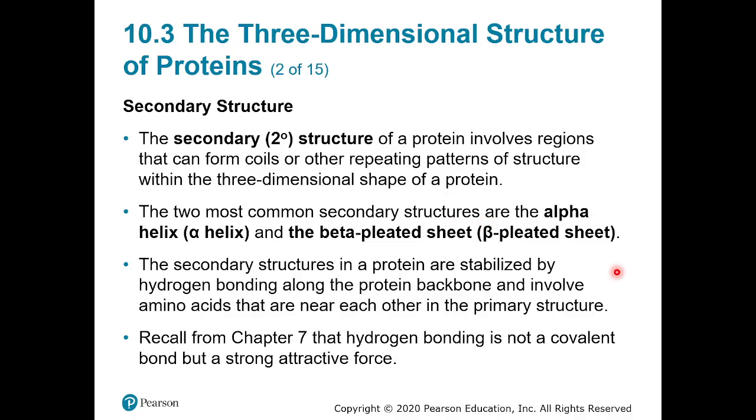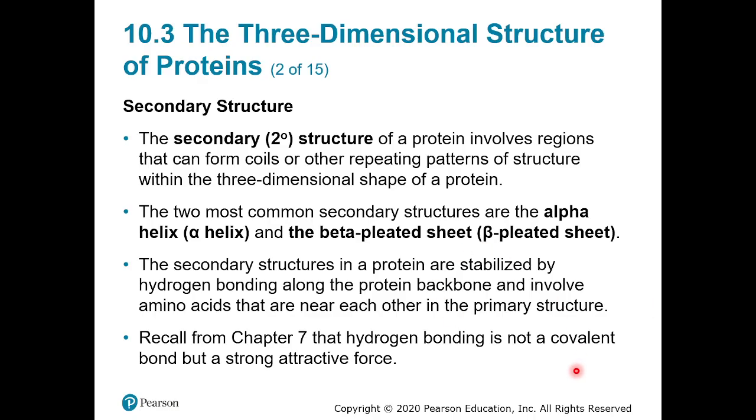The secondary structures in your protein are going to be stabilized by hydrogen bonding along the protein backbone. And they're going to involve amino acids that are near each other in that primary structure. They can also involve hydrophobic interactions between those side chains.